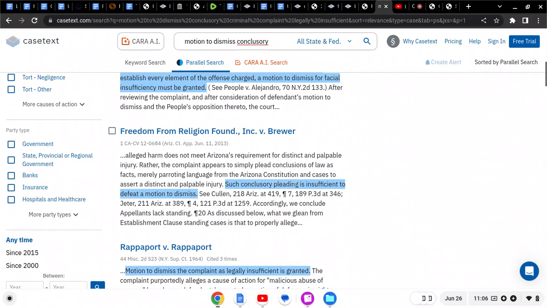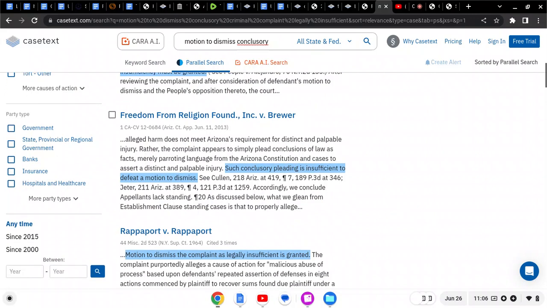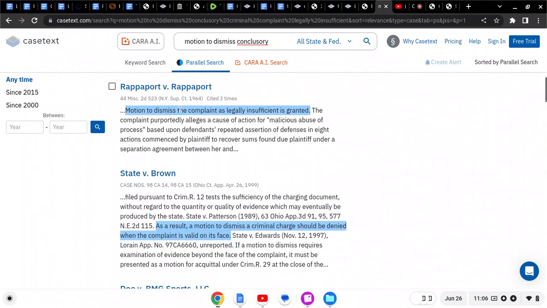Such conclusory pleadings are insufficient to defeat a motion to dismiss. Motion to dismiss the complaint as legally insufficient is granted. Legally insufficient, but you have to explain. You can't just say it's legally insufficient because that's conclusory. You have to explain to them why it is legally insufficient.